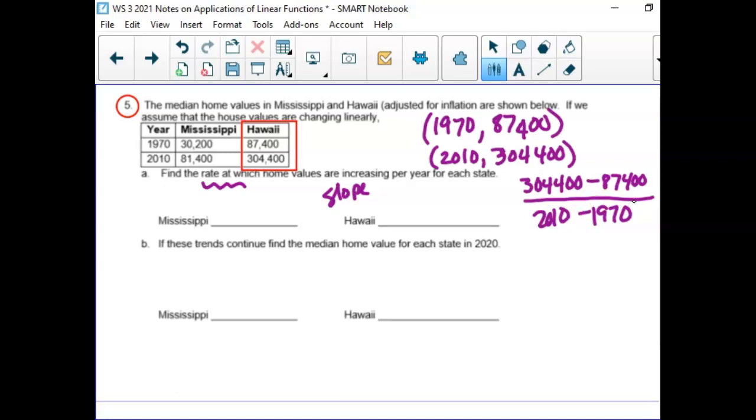So in Hawaii, 304,400 minus 87,400, the price of a home went up $217,000 over the course of 40 years. Did anybody else get 5425? Okay, so that is the increase per year. If these trends continue, find the median home value for each state in 2020. So we need to come up with an equation so that we can predict this.